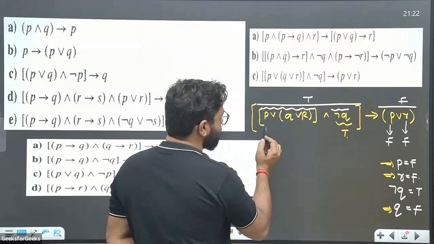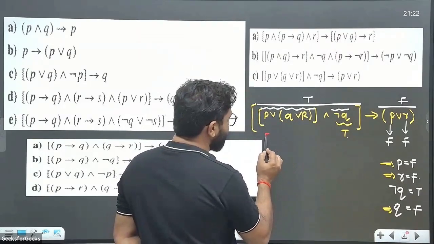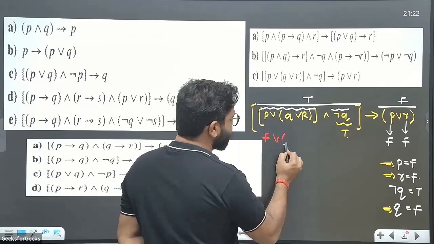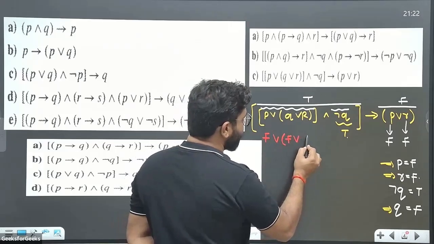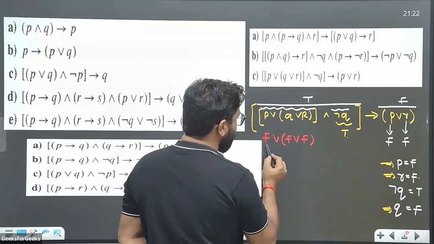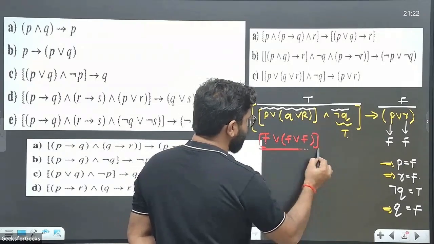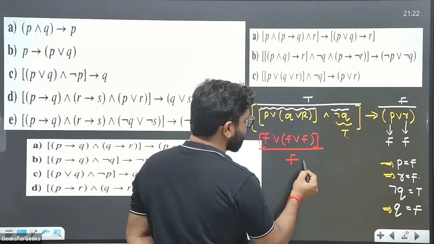Now try to substitute it. Then what will happen? The value of P will become false, the value of Q is also false, and the value of R is also false. So false, false, false. Now what will happen? This whole thing will become false.